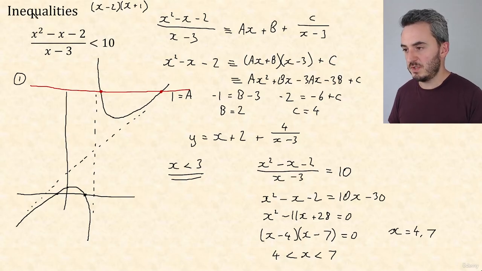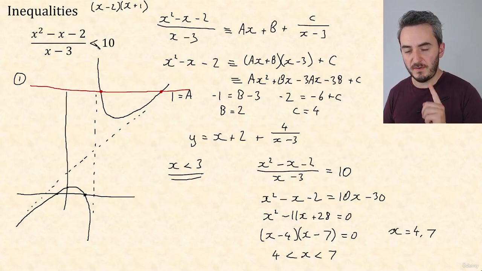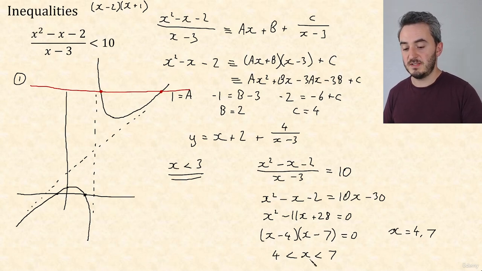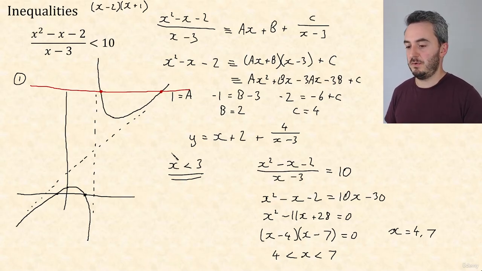But just before I do, suppose the question had said less than or equal to 10. How would that have affected our answer? Well, up here, it would have meant that we could really have been equal to it here. So it would have been 4 is less than or equal to x is less than or equal to 7. But this one still would have been x is less than 3 because x cannot be equal to 3.